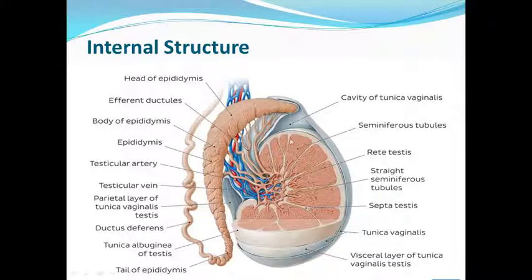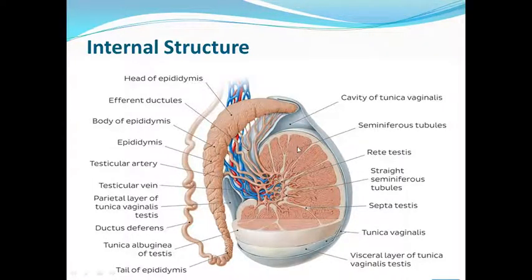And generally the glandular part of the testis will have 200 to 300 lobules. I'm talking in numbers: 200 to 300 lobules in the glandular part of the testis, and each lobule has around 2 to 3 seminiferous tubules.